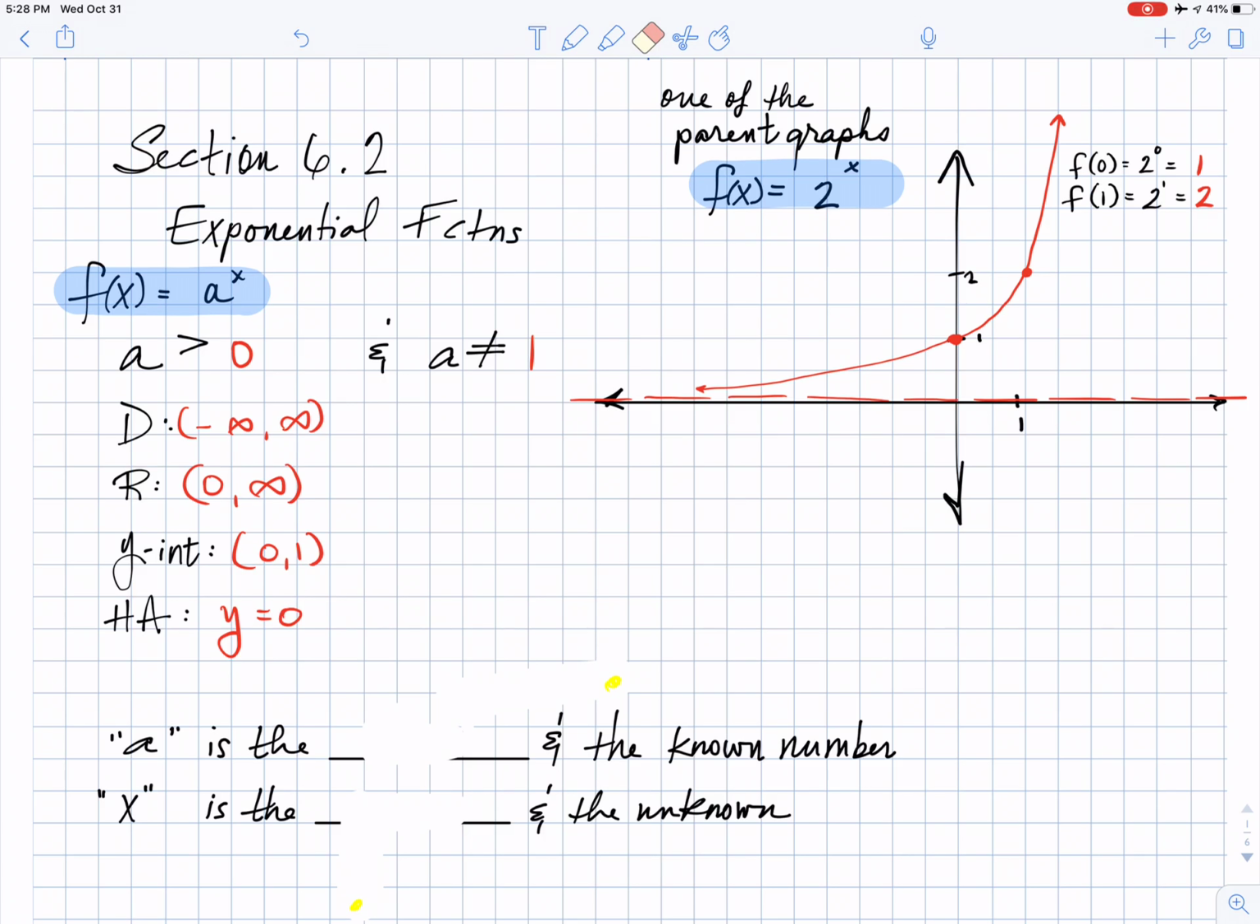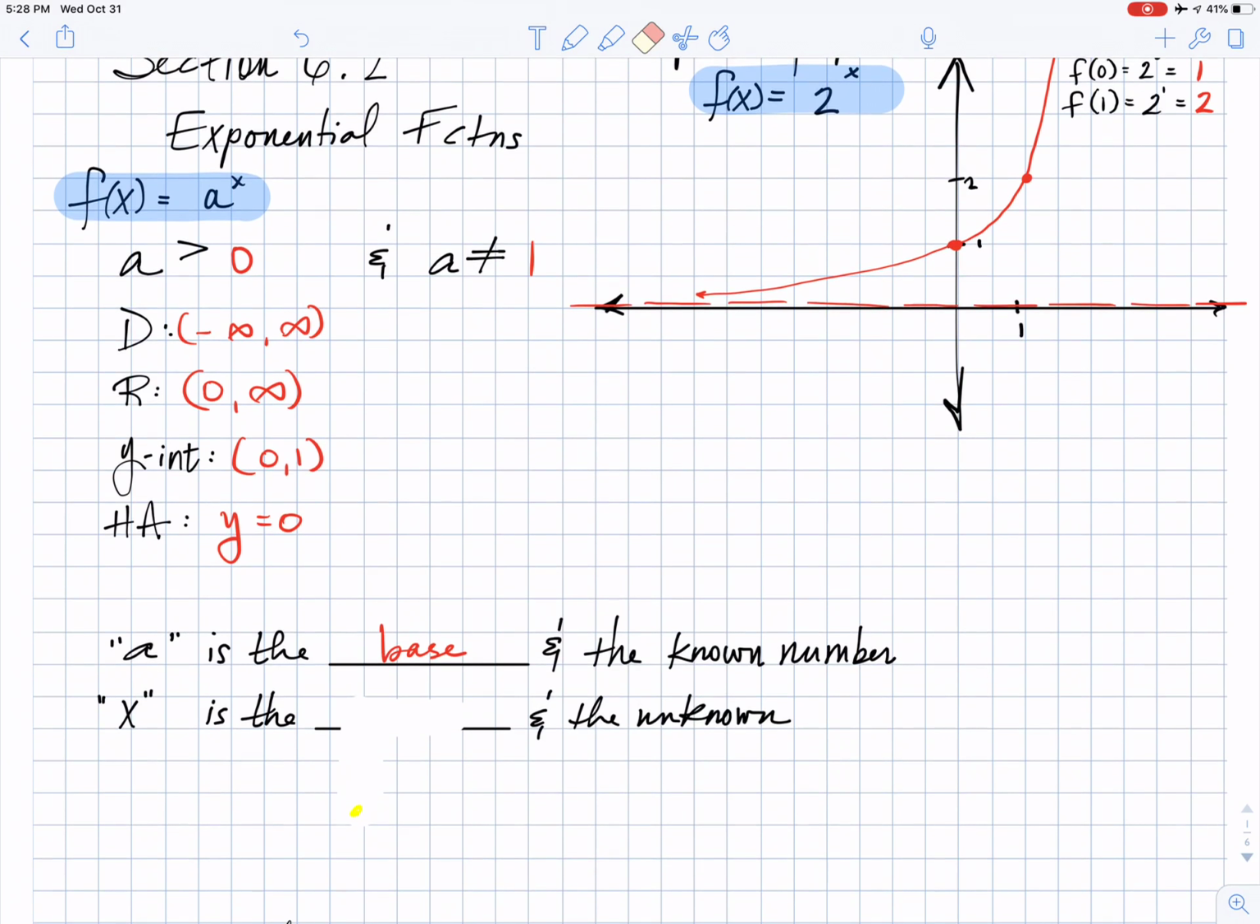I've also referred to this particular word. A is going to be called my base, whereas x is my power or my exponent. My base is going to be known. I used several examples, a 2, a 3, a 10. But my power is my variable. It's my unknown value.